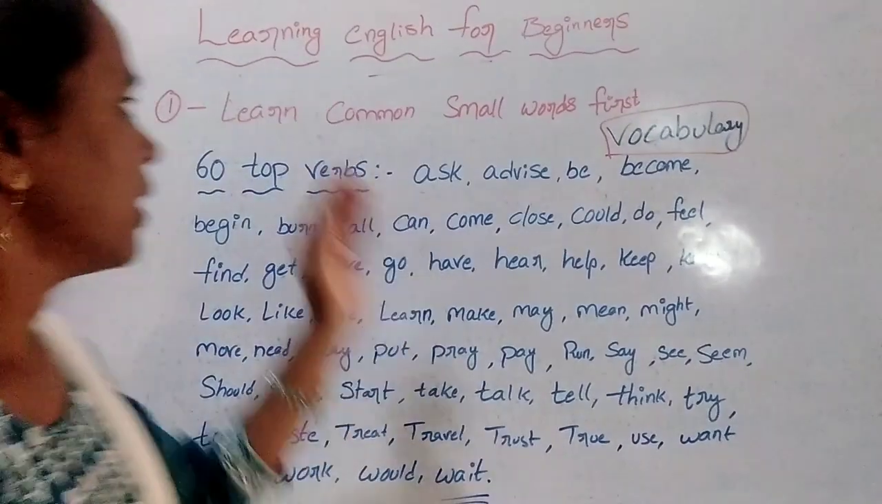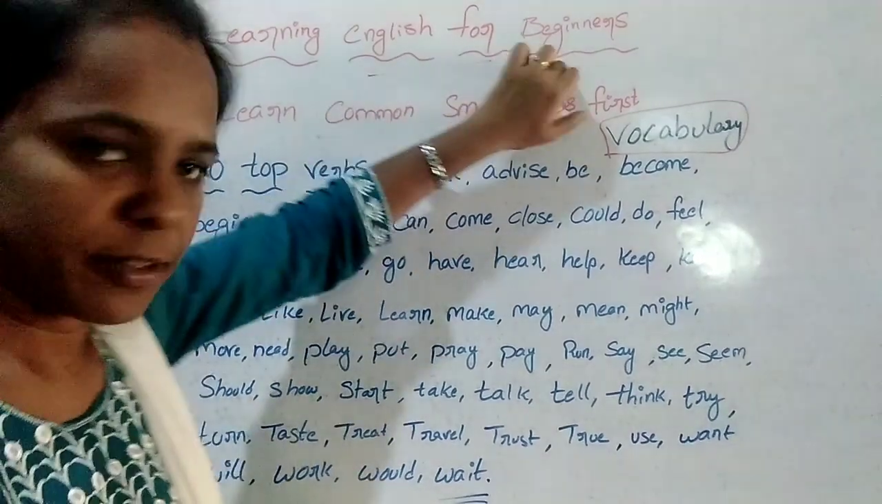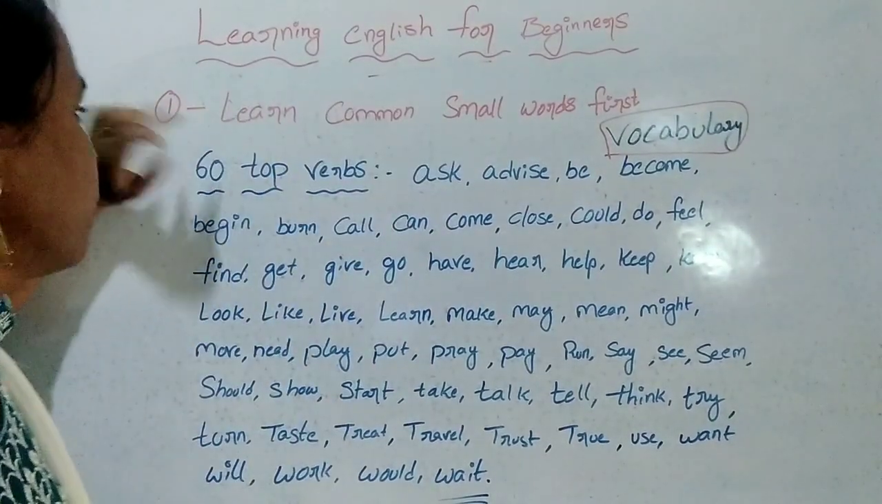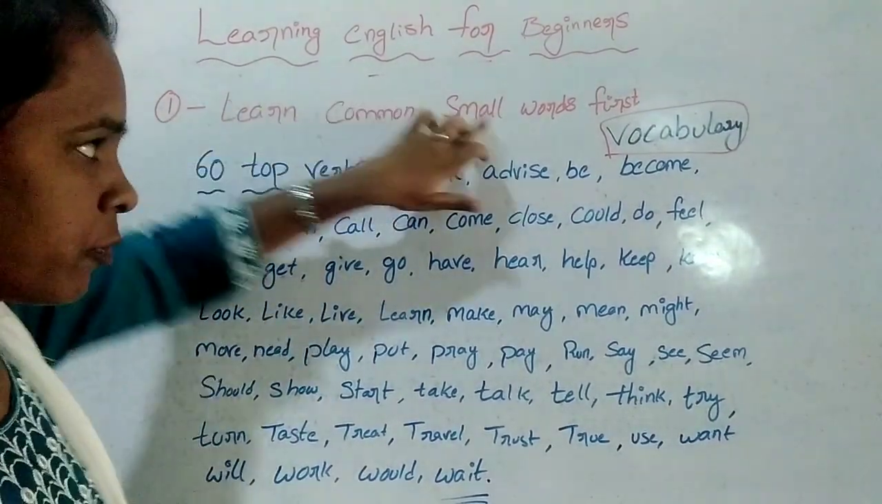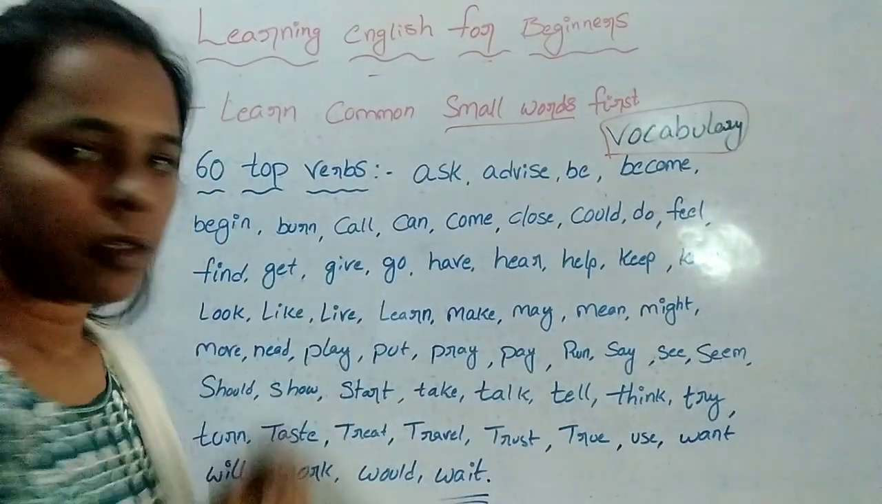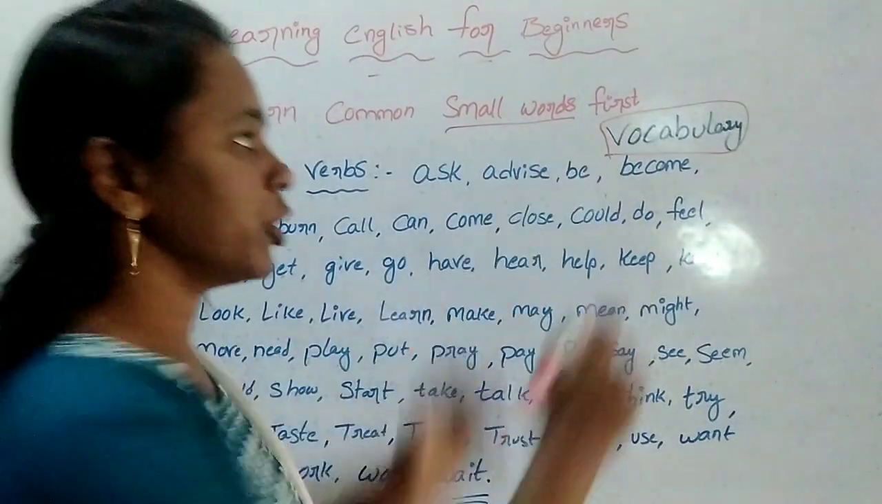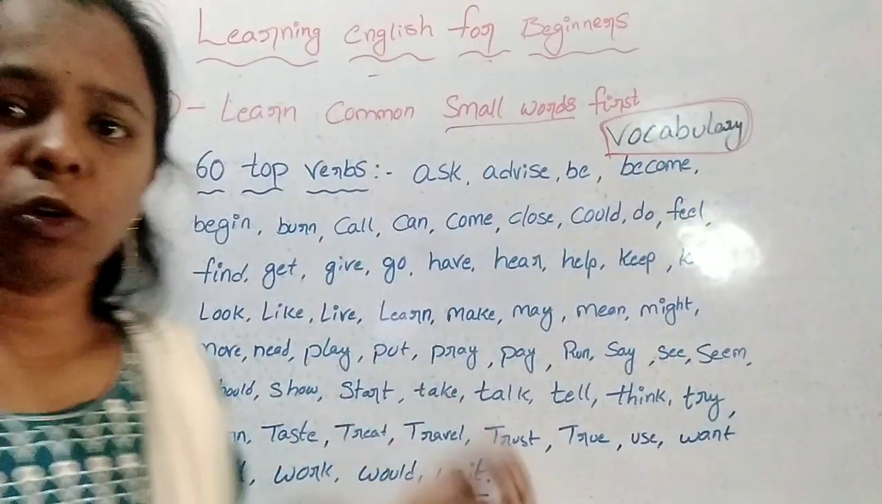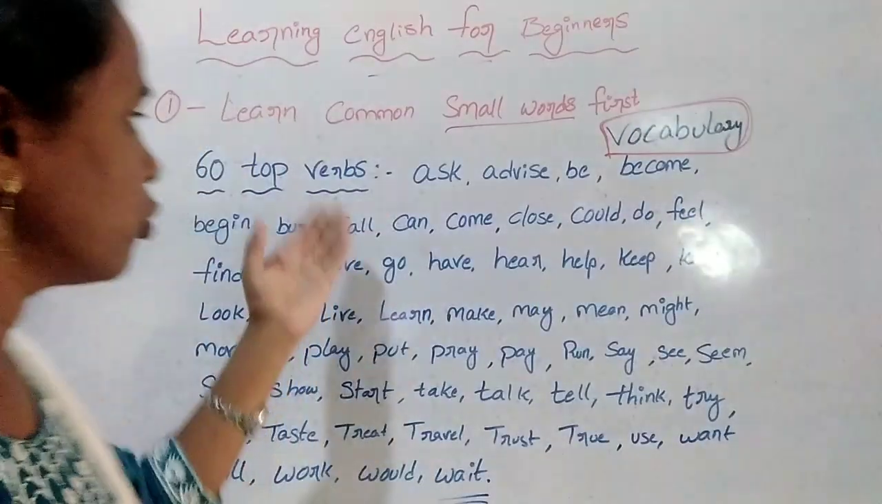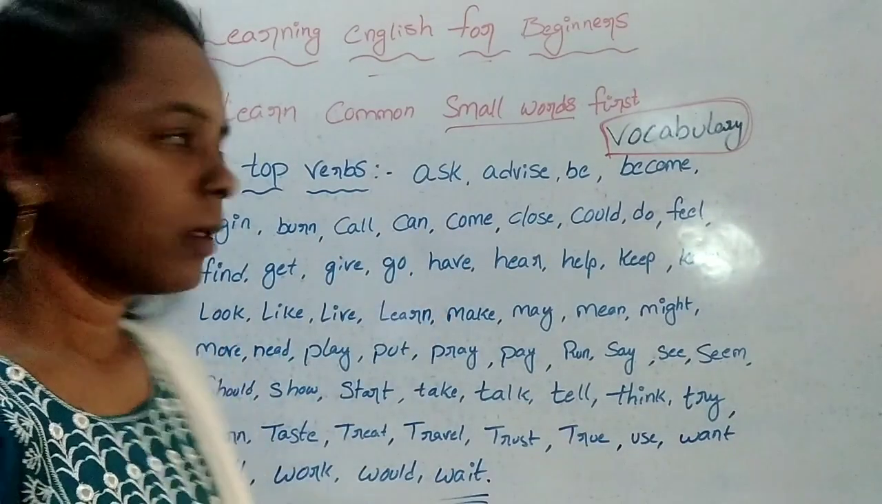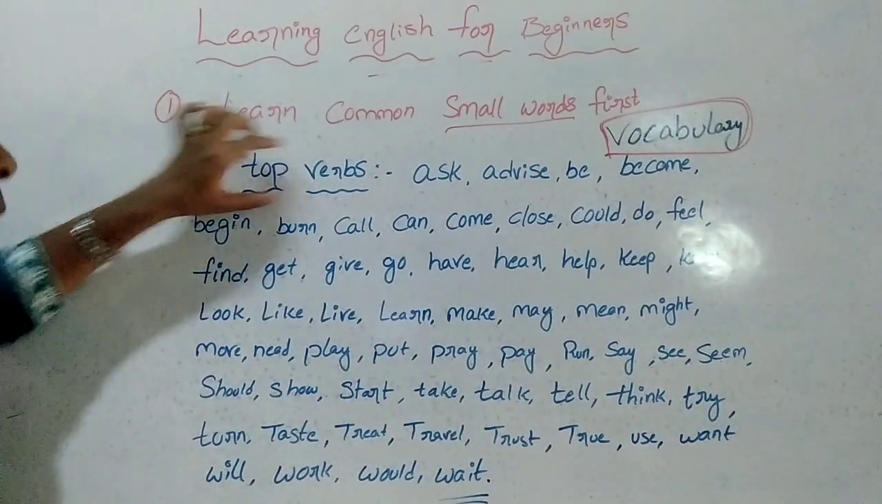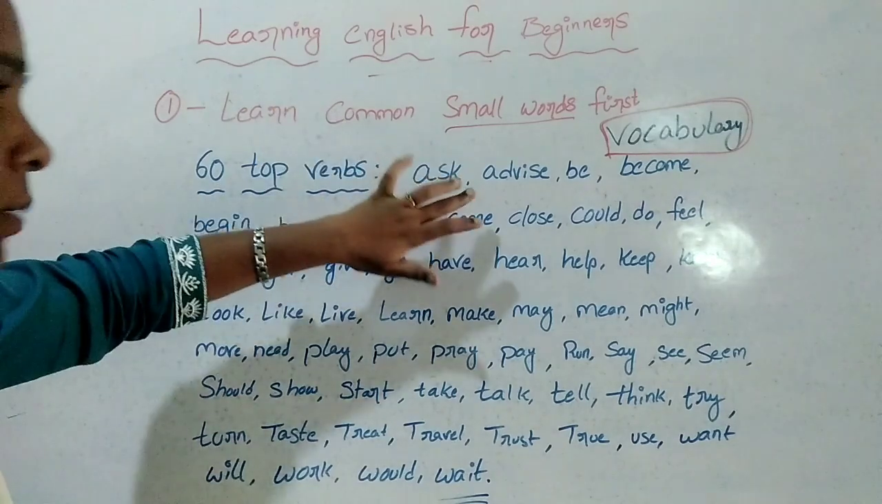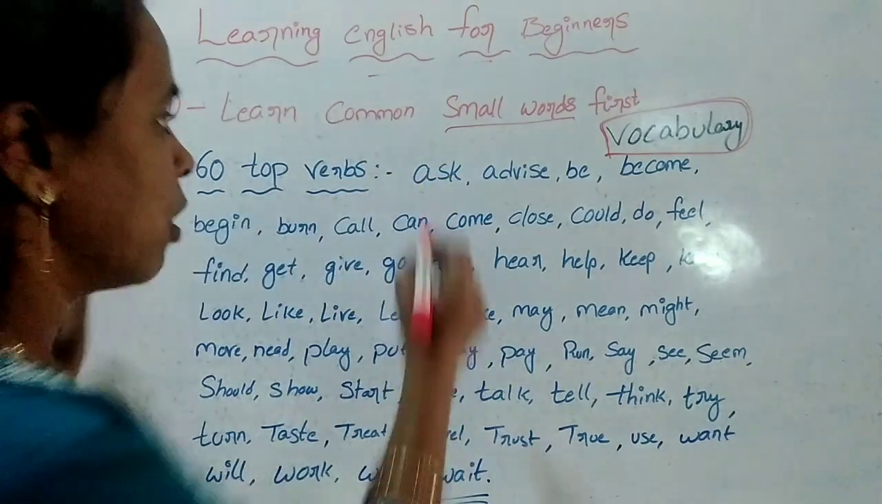Well friends, learn English for beginners. Okay? The first step is to learn common small words. Small words, small vocabulary, you need to know that. Otherwise, you can't learn the English language. At least you need to know small words, like the top 60 verbs I have taken. So you need to follow it.